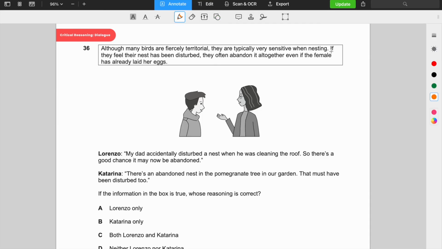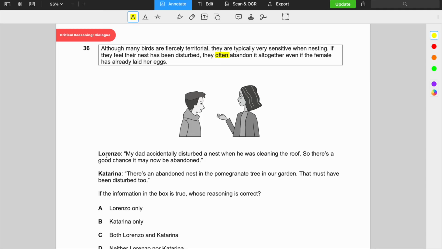If they feel their nest has been disturbed, they often abandon it altogether, even if the female has already laid her eggs. Now, this is not a conditional statement because they're not saying that X will definitely cause Y. They're just saying that X will often cause Y, which is abandonment. So disturbance of nest will often cause abandonment.